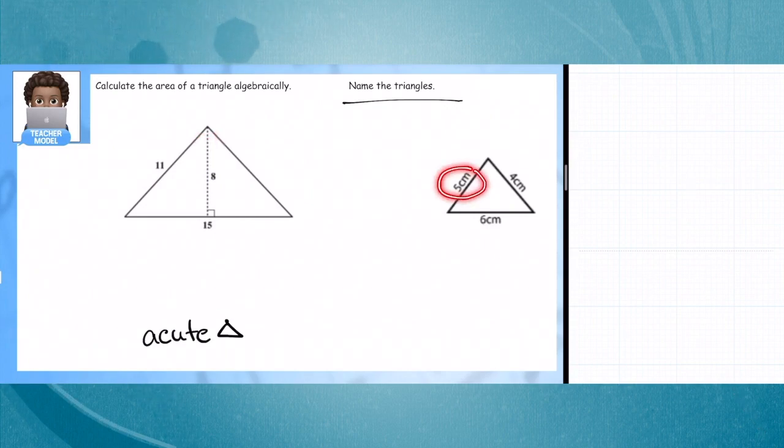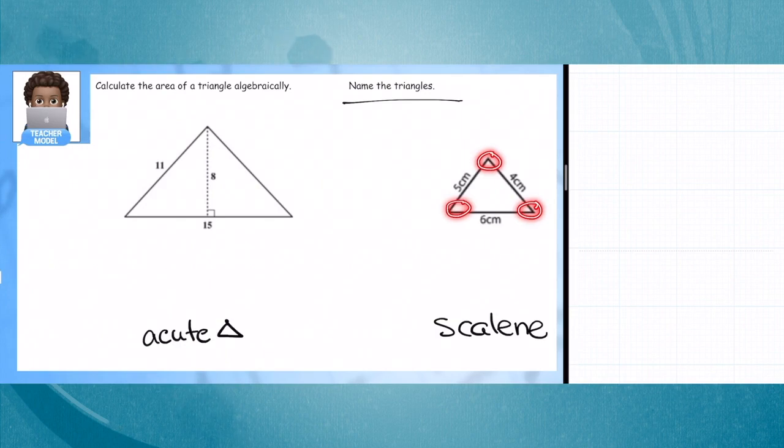My second triangle has 3 sides. They're all different, so it's absolutely scalene. And because the sides are different, all my angles are also different. If they were the same, they would be equilateral. That is not true. And these are also acute.